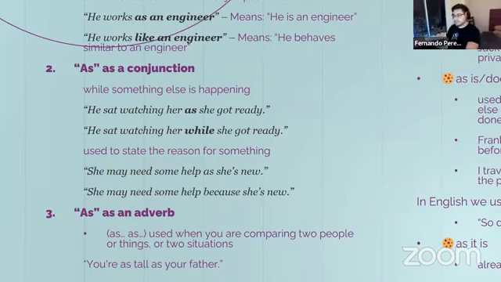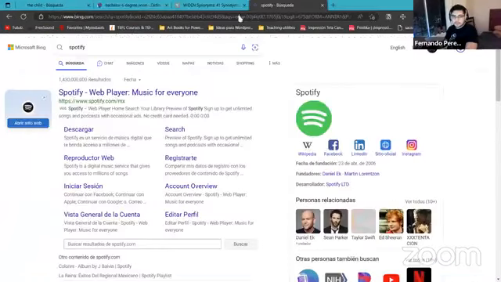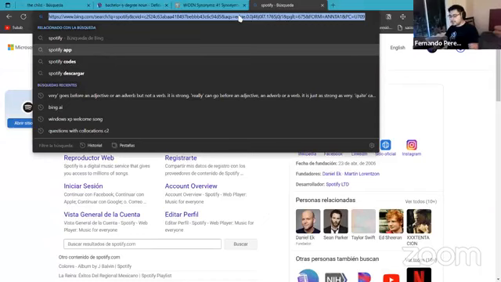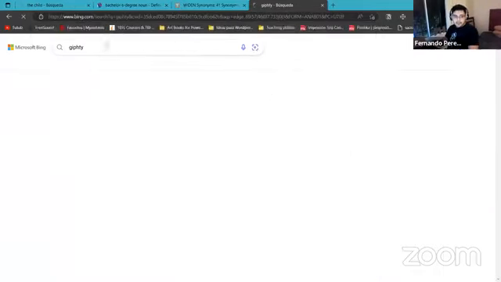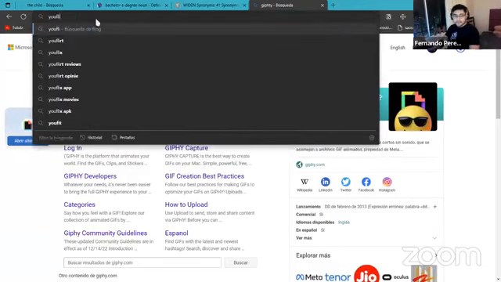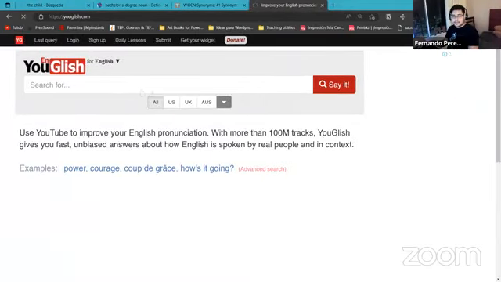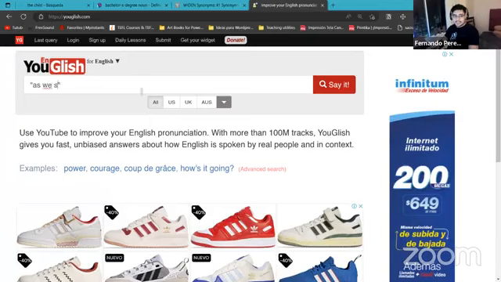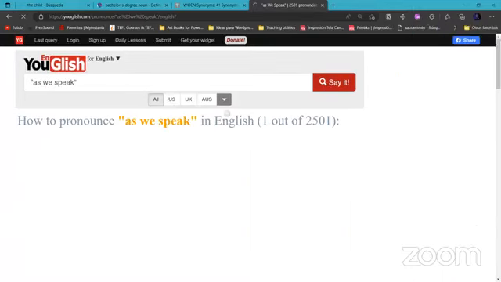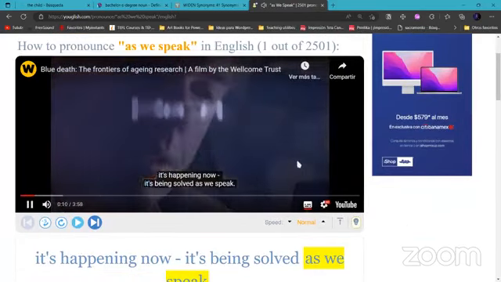There is another one that is very common. It's not Giphy, it's English. There is a very common chunk that says as we speak. As we speak. It's happening now. It's being solved as we speak.